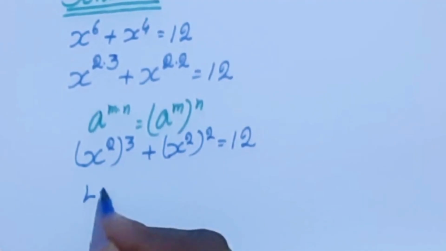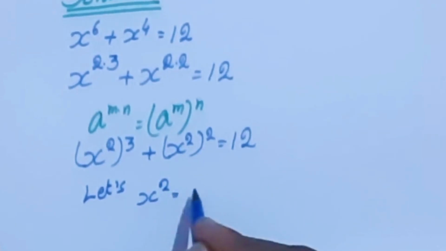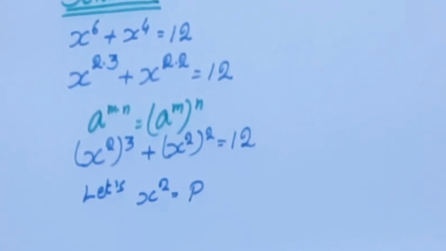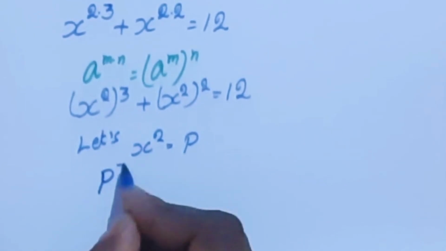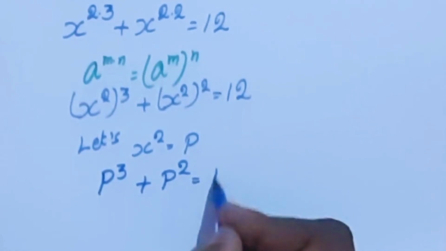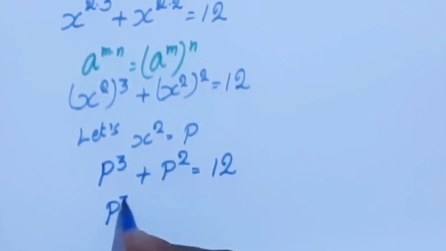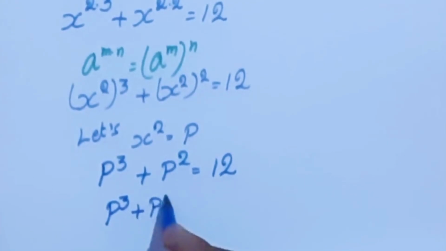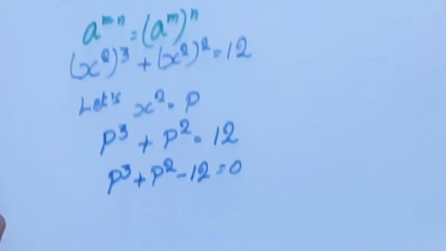Now let us assume that x power 2 equal to p. So applying this here, p power 3 plus p power 2 equal to 12. Now, moving this 12 to the left hand side, p power 3 plus p power 2 minus 12 equal to 0.